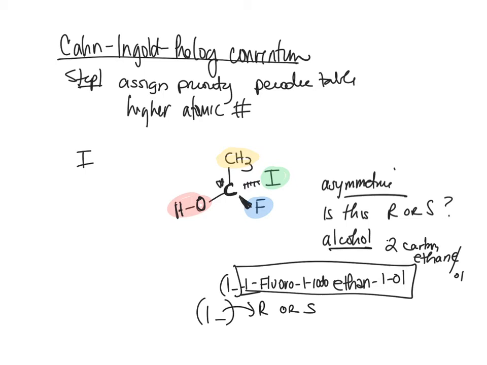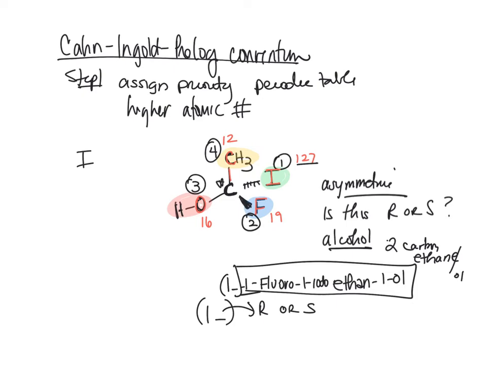So the first thing you have to do is assign priorities once you find the asymmetric carbon. So which one has a higher atomic number? Yes, iodine. So this would be number 1. And then you're comparing just the direct elements on this carbon: carbon, iodine, fluorine, or oxygen. If I look at iodine on the periodic table, it's like 127. Fluorine is 19. Carbon is 12. Oxygen is 16. So iodine is 1, and then fluorine would be 2, and then oxygen would be 3, and then carbon would be number 4.